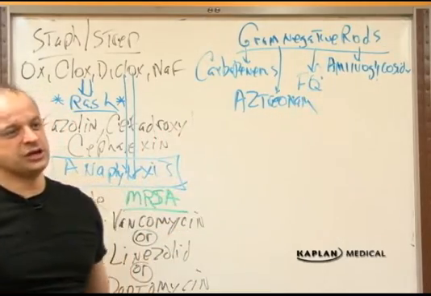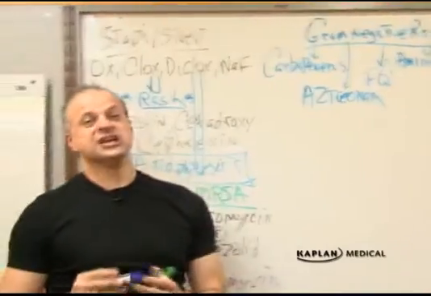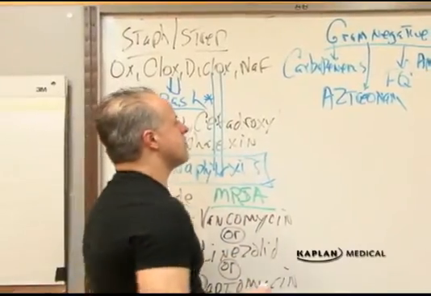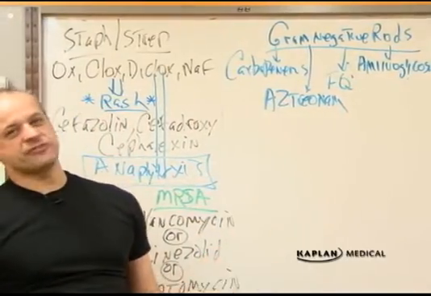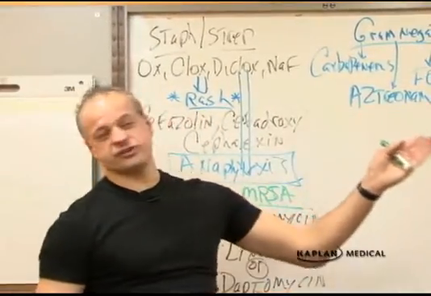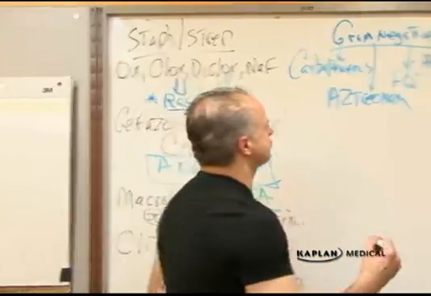Fluoroquinolones cover 80 to 90% of gram-negatives. Carbapenems, imipenem and meropenem, they all cover 80 to 90%. You could use any one of these for gram-negative rods.